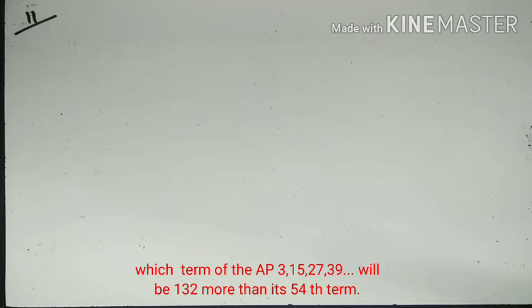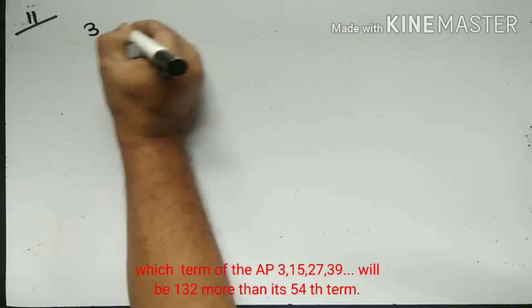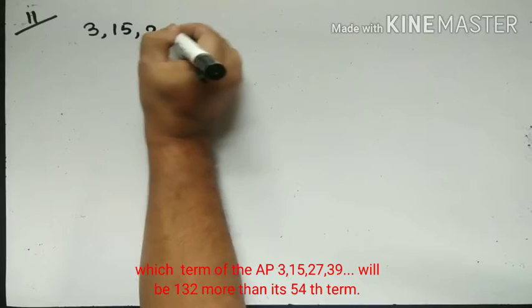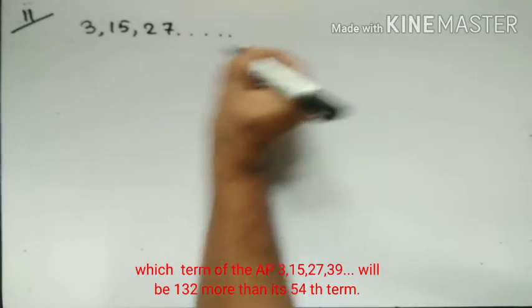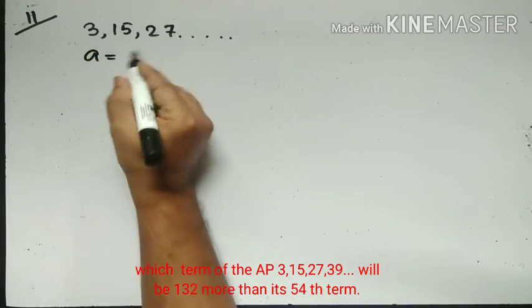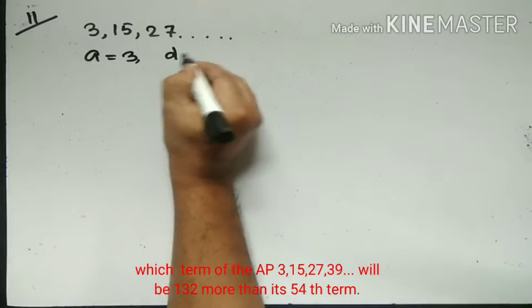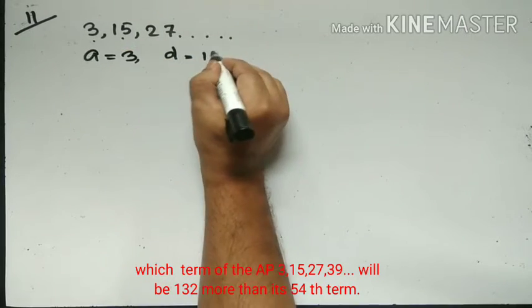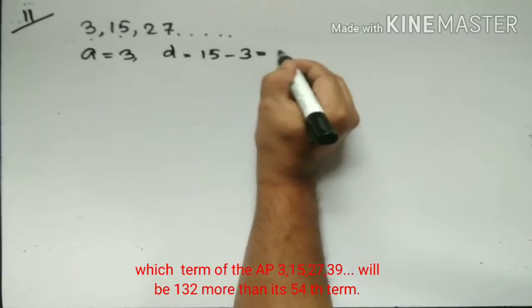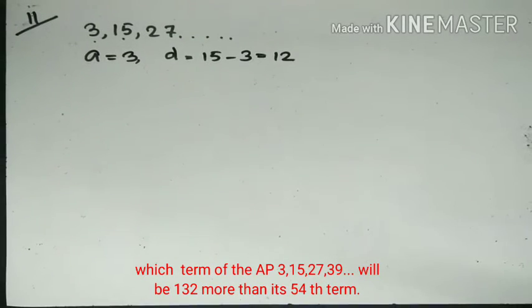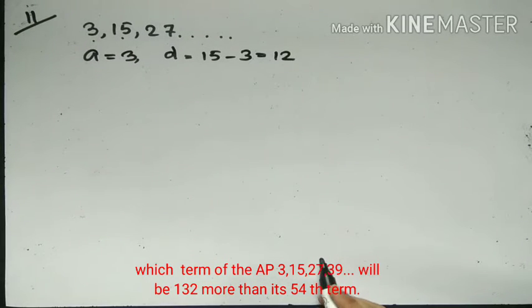Which term of the AP? The AP is given here: 3, 15, 27, and so on. So in this AP, A equal to 3 and D will be equal to 15 minus 3, which will be equal to 12. Now, which term of the AP will be 132 more than the 54th term?